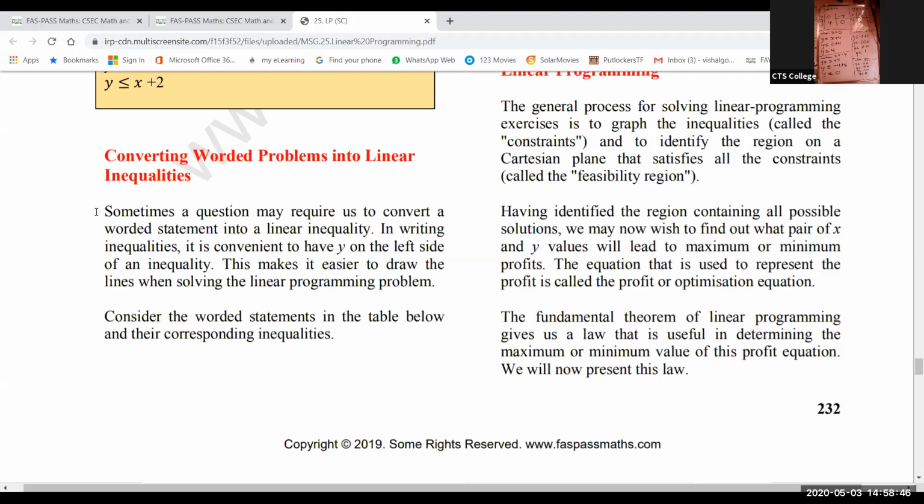Okay, so let's do converting worded problems into linear inequalities. Now, we would have done problems like this.